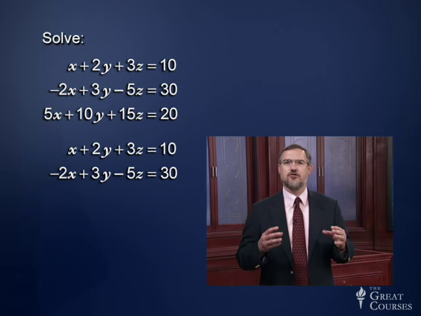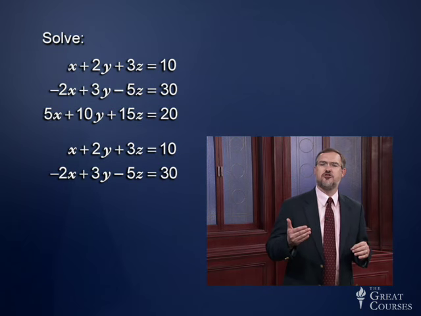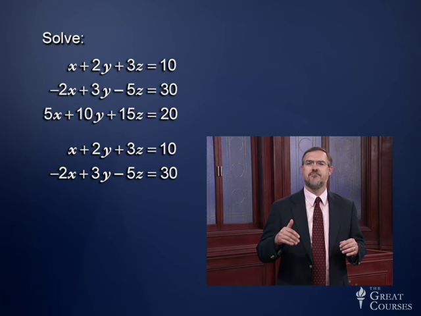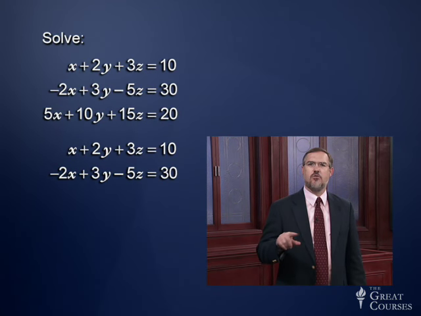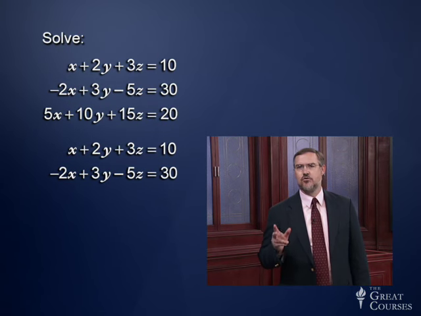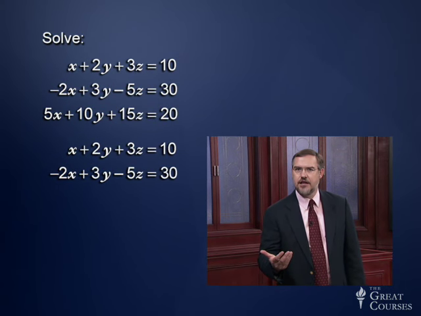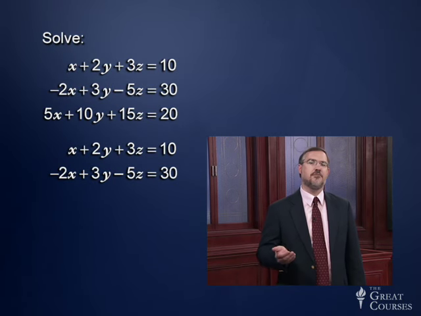Start by choosing the first two equations, x plus 2y plus 3z equals 10, and negative 2x plus 3y minus 5z equals 30. What would you multiply that first equation by in order to eliminate the x?